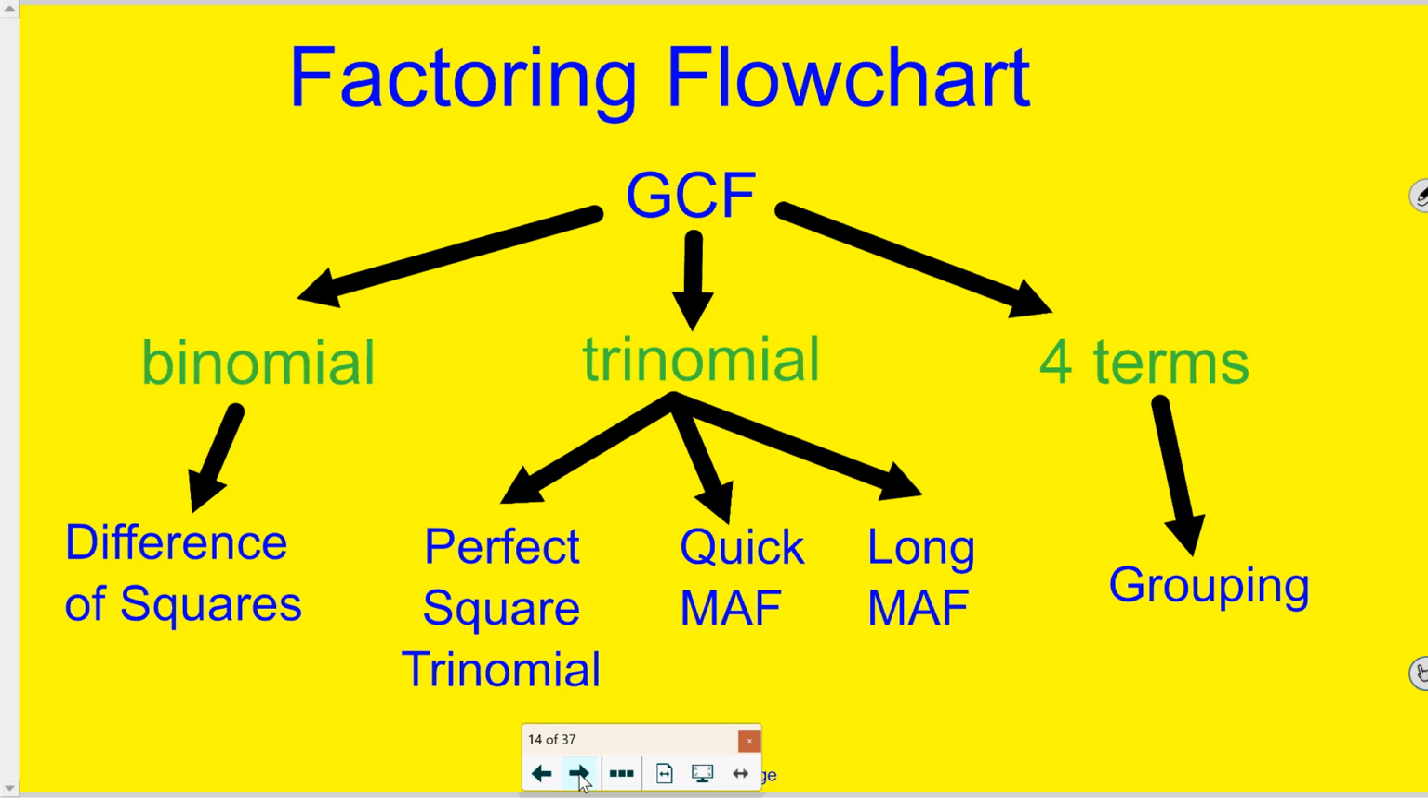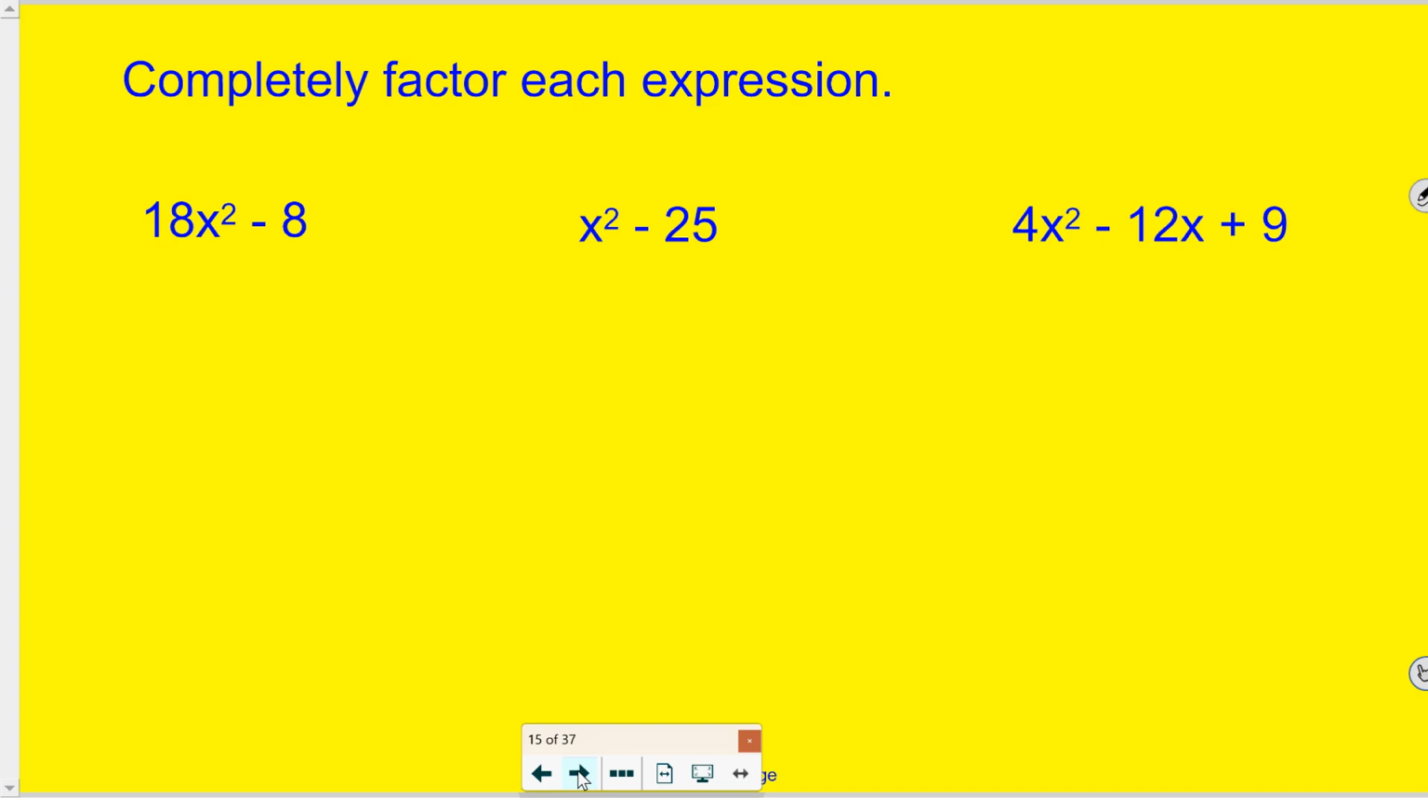Each of these, difference of squares and perfect square trinomial, could be caught by doing the MAF strategy, but if you recognize the perfect squares, that should be easier. You don't even need MAF. The quick MAF versus long MAF, we've talked about that a bunch. We'll look at some examples in a minute. And grouping is a specific situation we're going to use when we end up with 4 terms.